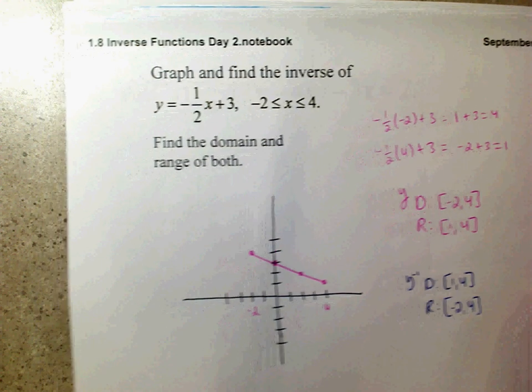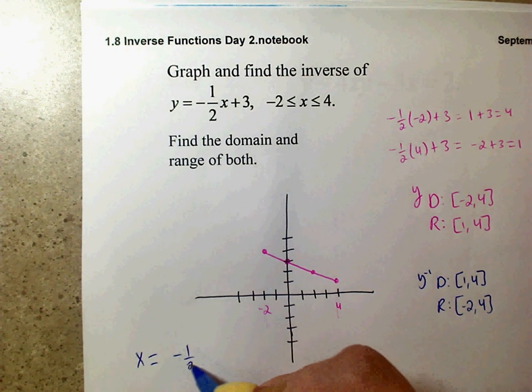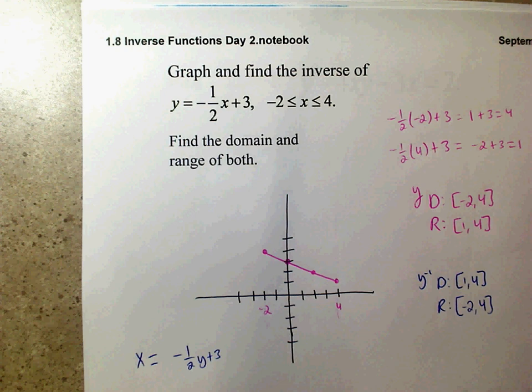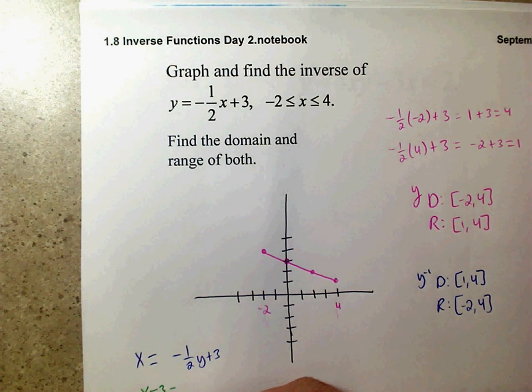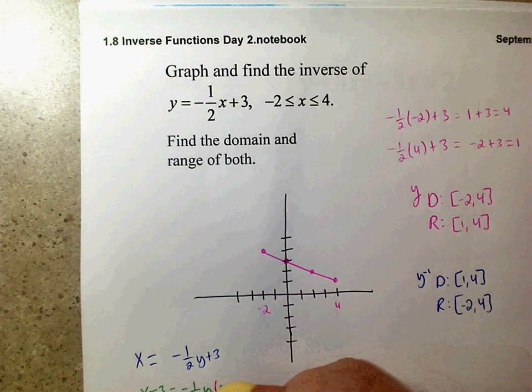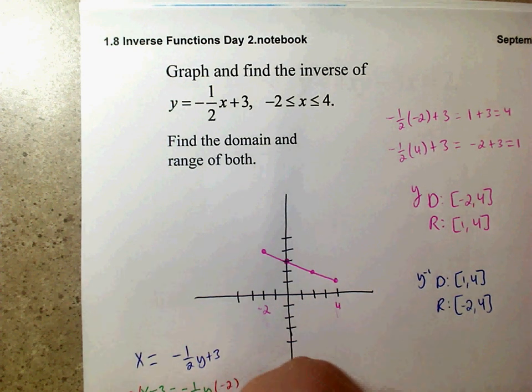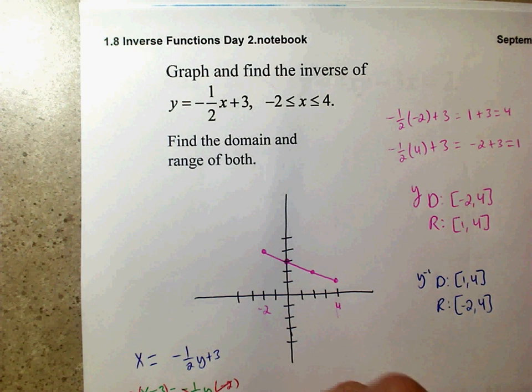So x equals -1/2 y plus 3. So I'm going to subtract the 3, and then I'm going to multiply by -2 on both sides. So -1/2 times -2 is +1. So y inverse equals, and then distribute my -2, -2x plus 6.